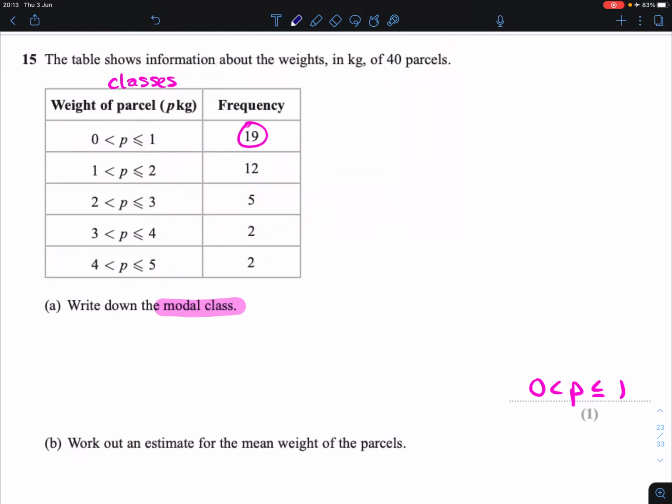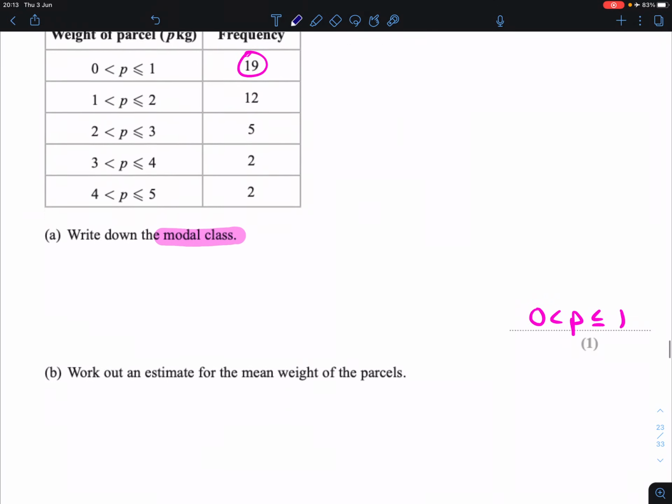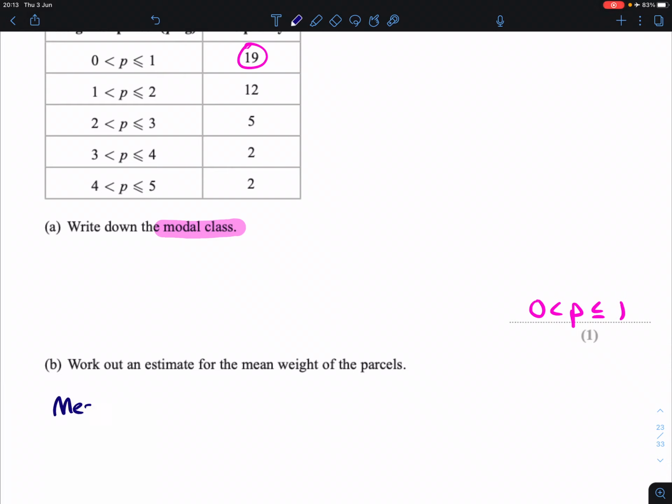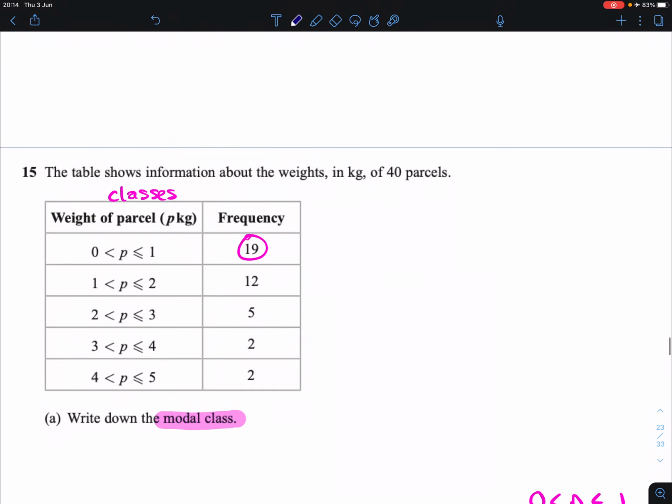Part B, work out an estimate for the mean weight of parcels. Well, the mean would be the total weight of all the parcels divided by the number of parcels. The number of parcels, we were told in the question at the top, was 40. This number can also be found if we add together all of the frequencies. So if you add together all of these numbers here, you would end up with 40. So in the event the question didn't give you that, that would be where you'd get our number from.